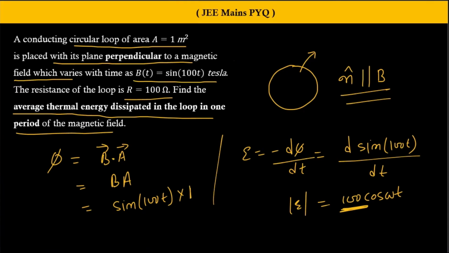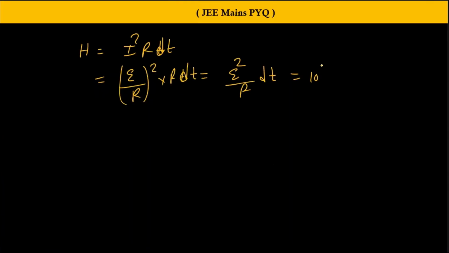If you square E, 100 squared, that is 10 to the power 4 cos square omega t, and this R is 100 I guess, right? So R is 100, yeah. R is 100 into dt. This is the small amount of heat getting dissipated in a small amount of time dt.